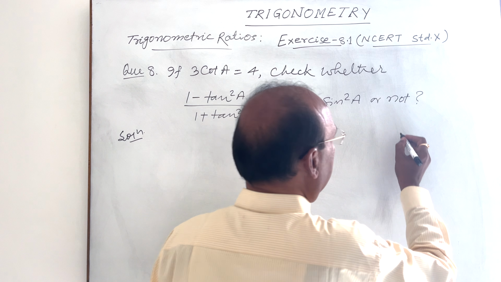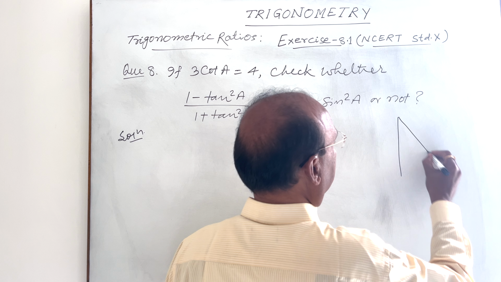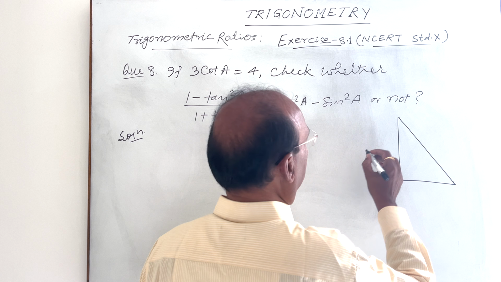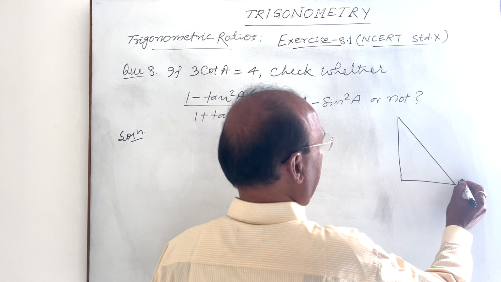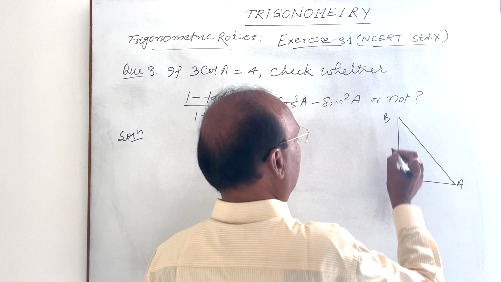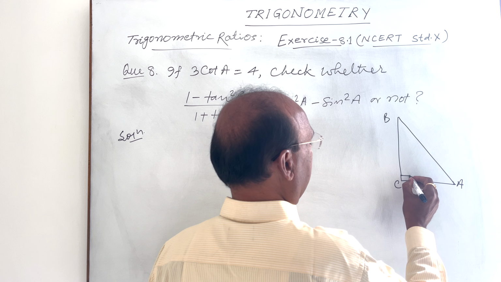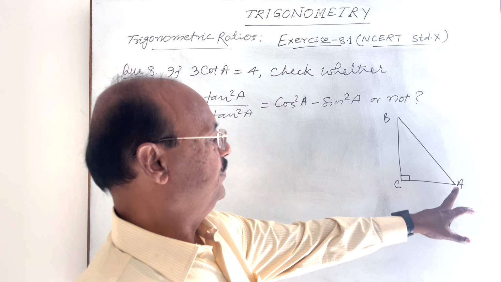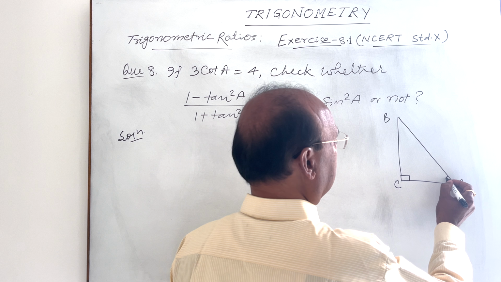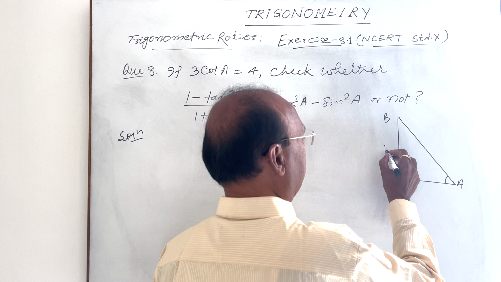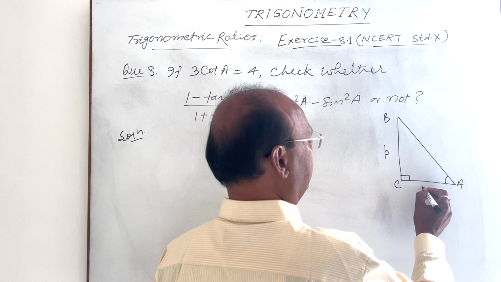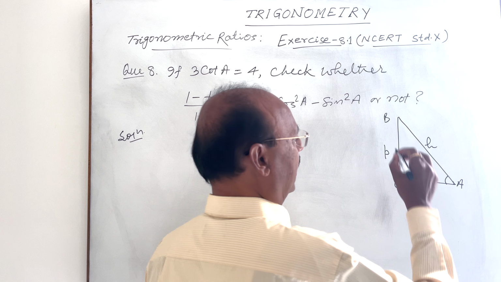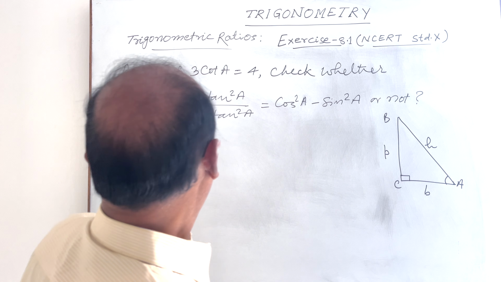You know, in any right angle triangle, suppose this is angle A, this is angle B, angle C, right angle at angle C. We know with respect to this angle A, BC is perpendicular, adjacent side AC is base, and the longest side AB is hypotenuse. Correct?